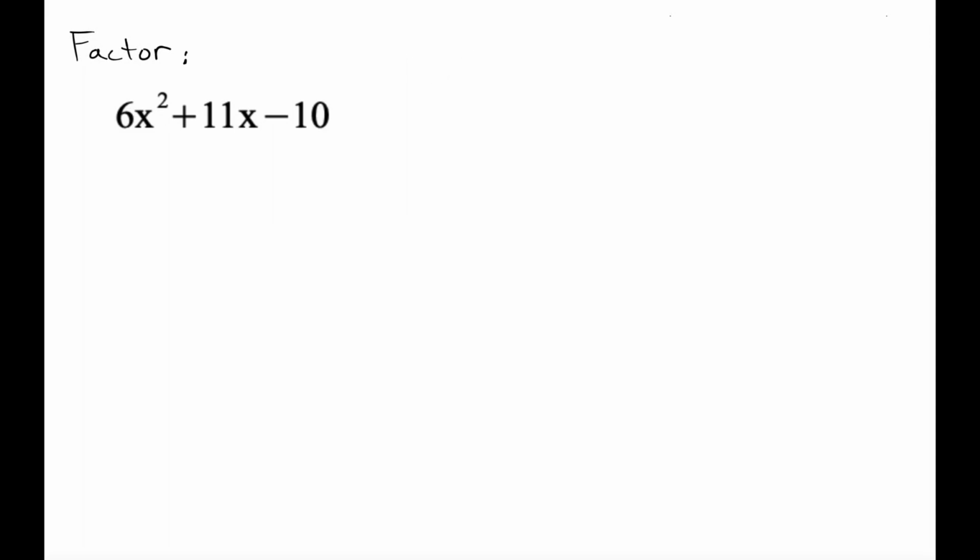Alright, so we want to factor 6x squared plus 11x minus 10. Because the coefficient of the x squared is not 1, I'd prefer to use the AC method. So all quadratics come in the form of ax squared plus bx plus c. Our a here is going to be the number that's attached to the squared variable. So that's 6. Could write that down on the side if you want.